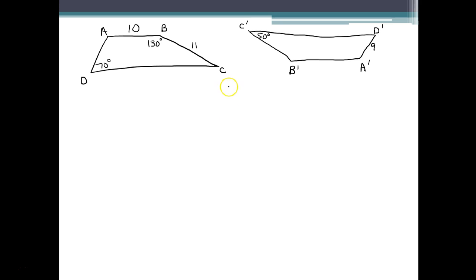And we're told that these two are congruent. Erase that. That's a little symbol for congruency. These two are congruent, so corresponding angles are the same. If we know the angle D is 70 degrees, then D complement also has to be 70 degrees. If we know angle B is 130, B complement also has to be 130. If C complement is 50, C has to be 50.